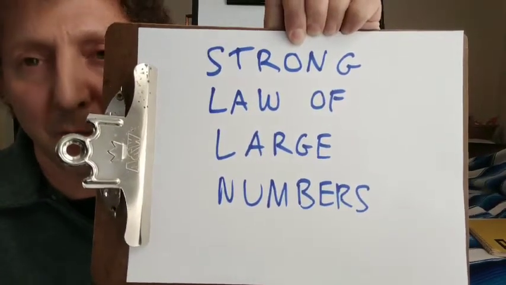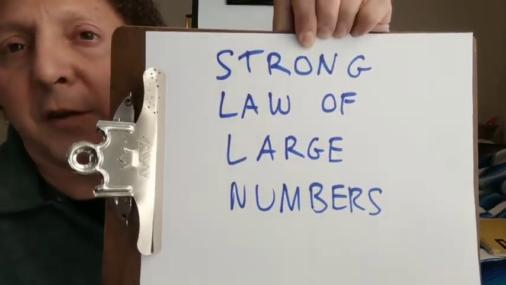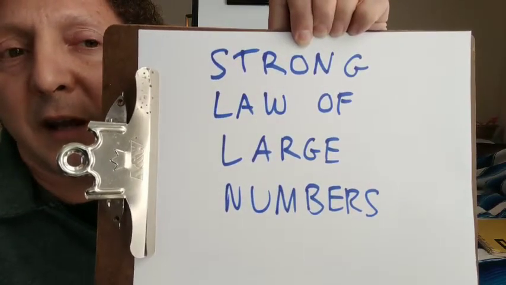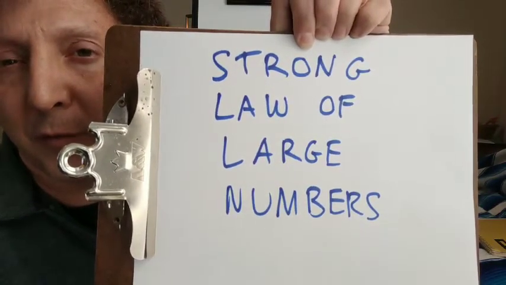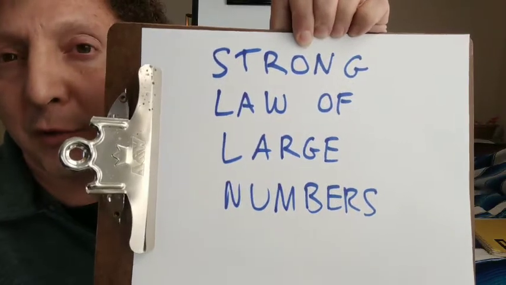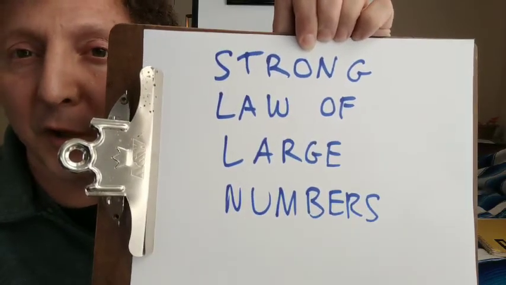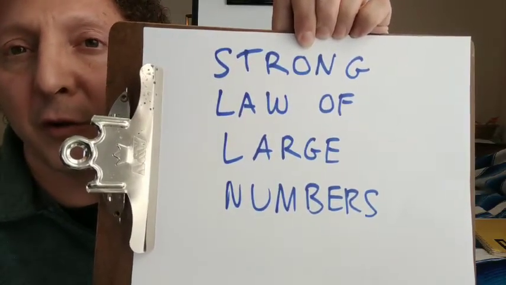Another resultant probability, which says that when we take the average of our observations so far, it shouldn't be too far from the expected value of any one experiment, is called the strong law of large numbers.